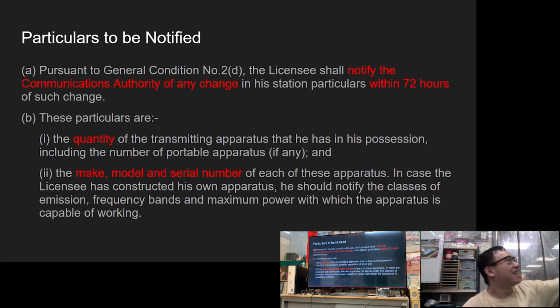It's very tiring. If you are changing your devices, or you change your address, you should tell OFCA within 72 hours for such a change. Quantity, the make, model, and serial number, you also have to tell OFCA. But if your devices can be purchased in Hong Kong, OFCA have already tested the device for you. So you can just tell them your model number and serial number, and they can issue the disk for you. We call it the emission disk, the label you stick on the devices.